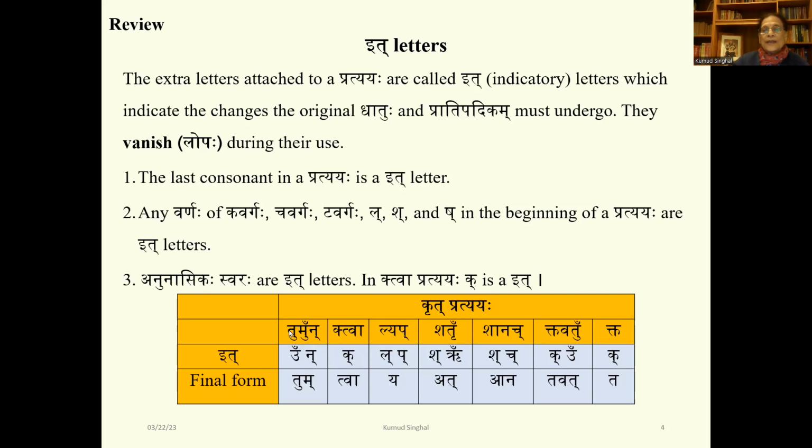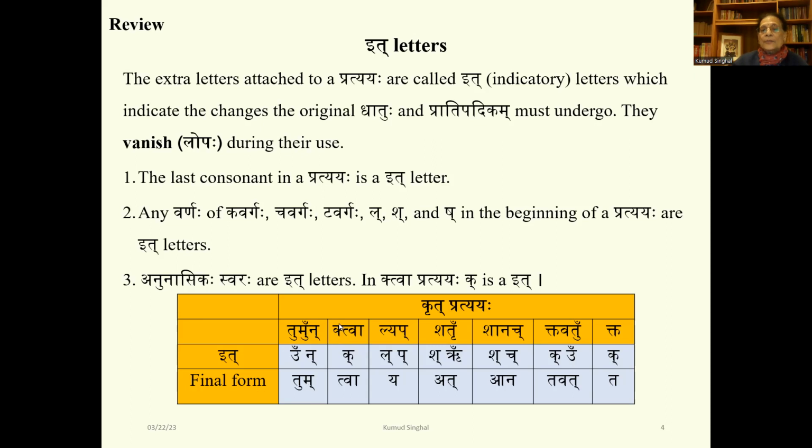So the first pratyaya is tumun. In tumun, the anunasika swara u goes, this u is an it letter, and the ending consonant na is an it letter. So if you remove these it letters, only tum remains. So tumun, after removing u and na, which are the it letters, only tum remains.